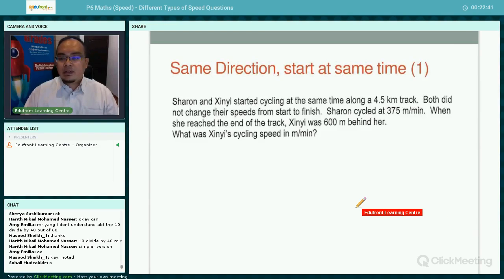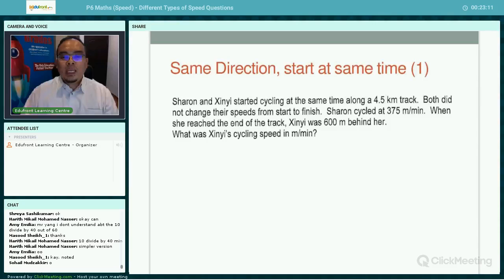Okay, let's take a look at this question. Sharon and Singi started cycling at the same time along a 4.5 kilometer track. Both did not change their speed from start to finish, which means that the speed is consistent. Sharon cycled at 375 meters per minute. When she reached the end of the track, Singi was 600 meters behind her.